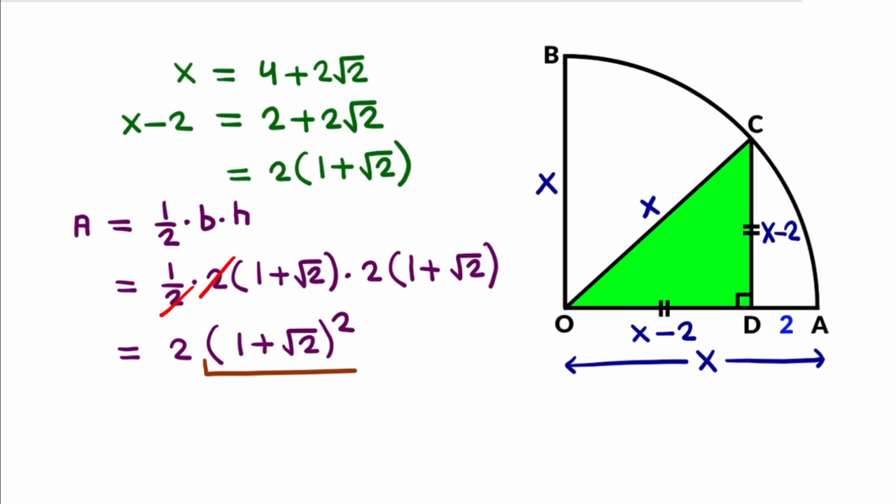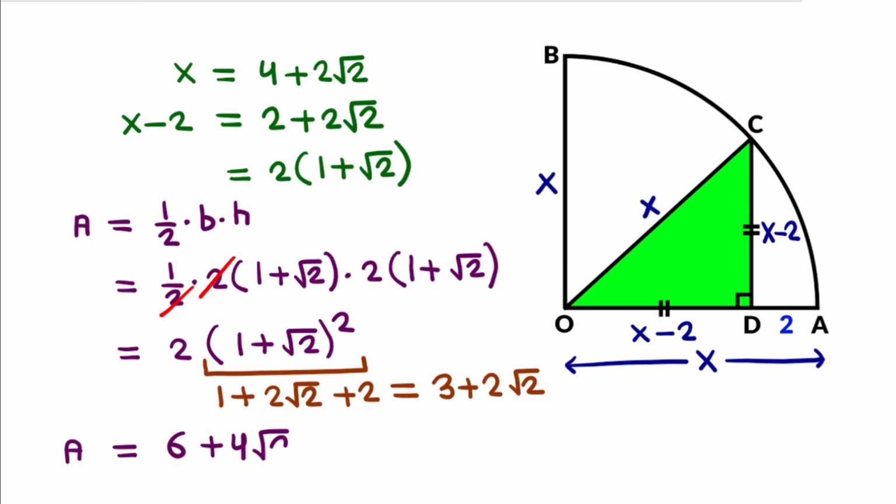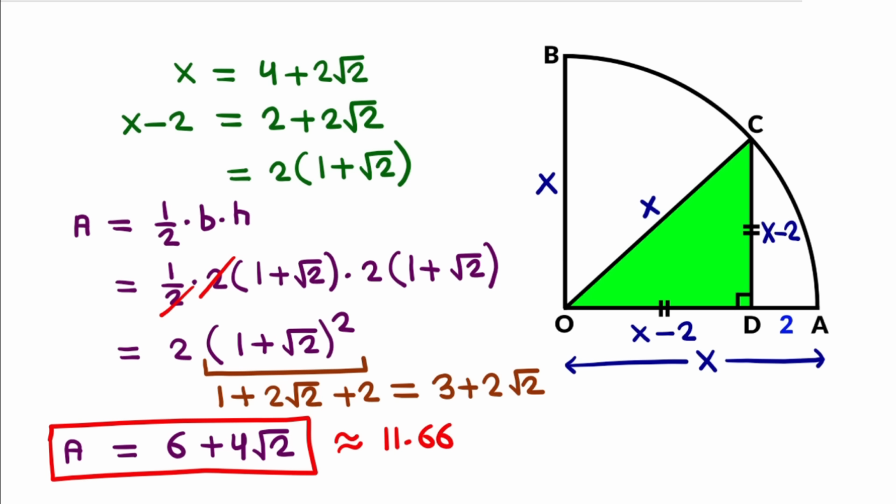1 plus square root of 2 all squared becomes 1 plus 2 square root of 2 plus 2, which simplifies to 3 plus 2 square root of 2. Now multiply everything by the 2 outside. That gives us our exact final area, 6 plus 4 square root of 2. And that's the answer. If you check it on a calculator, it's approximately 11.66 square units.